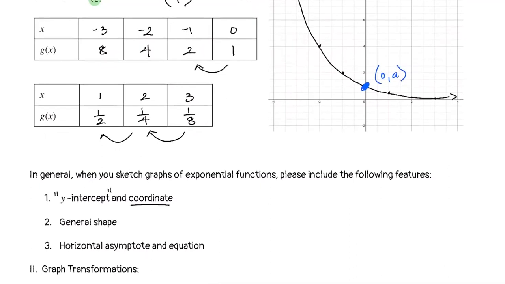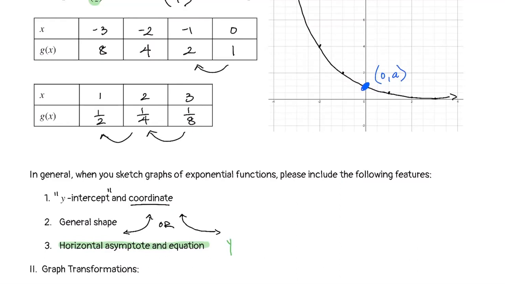I also want us to write it as a coordinate, meaning 0, a, or whatever the coordinate is, write it as like something, something else, right? The other important feature I want us to have is the general shape. By general shape, I mean it's either growth or it's a decay. All right, you don't have to plot any more points than just that one quote unquote y-intercept and the shape. Okay, the last thing I want us to include is that horizontal asymptote and equation. And just as a reminder, we never want to write it just as a number.